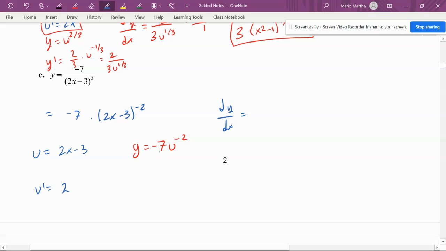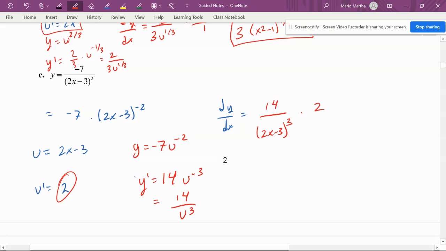Simple enough. The derivative of negative 7u to the negative 2. So that would be negative 7 times negative 2 is positive 14. And then subtract 1 from that, you get u to the negative 3. Or 14 over u to the third power. All right, so that's our y prime. So 14 over u, which in this case, again, is already 2x minus 3, right? That's our internal function, times the derivative of our internal function, which is just 2, right? Forgetting a cube right there. So our final answer would be just 28 over 2x minus 3 quantity cubed.